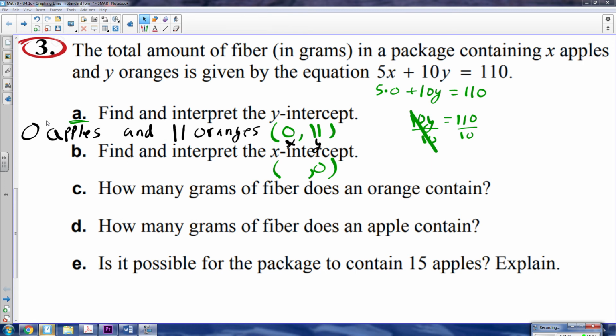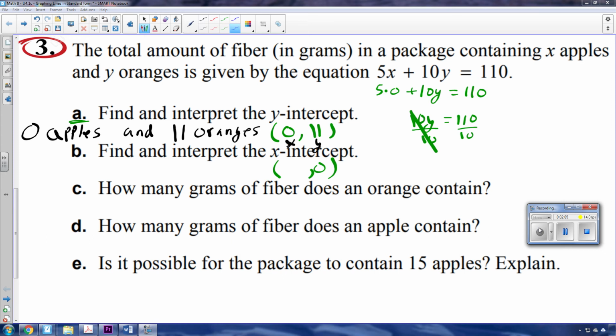So doing the same thing as I did in part A, pause the video, find and interpret the x-intercept. Okay? So go ahead and pause the video and give that a shot. So remember, you have paused the video and you've given this thing a try, okay? Make sure you show work to get there, but we do know that it's going to be 22 apples and 0 oranges. Please show the work to get there for credit.